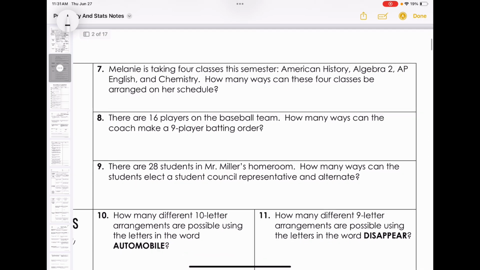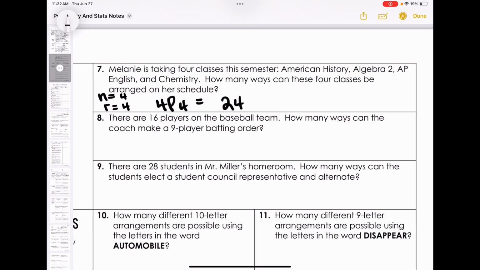All right, Melanie is taking 4 classes this semester: American History, Algebra 2, AP English, and Chemistry. How many ways can these 4 classes be arranged on her schedule? All right, so we need our total number. So there's 4 total classes, and we're arranging them, so we're going to be using all 4. So 4P4, which gives me 24.